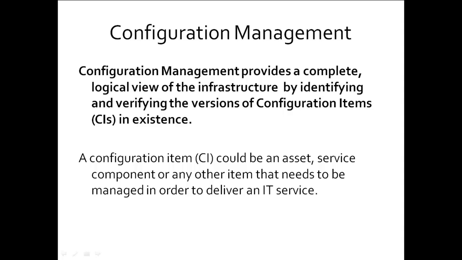To begin with, a configuration item, or CI, is an asset or service component that needs to be managed within the enterprise. It could be an application, a server, a router, a network connection, and so on. Configuration management provides a logical model of the infrastructure by identifying and verifying the versions of configuration items that are in existence. Configuration management teams essentially support incident, problem, and change management teams by providing a consistent and complete picture of the IT environment.